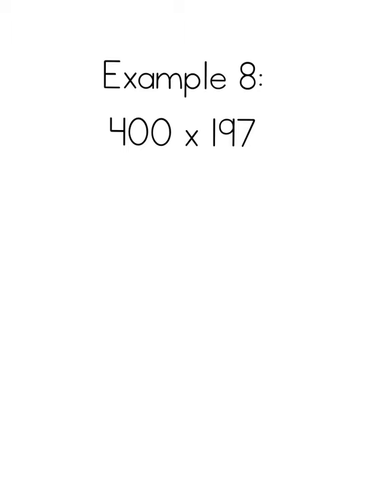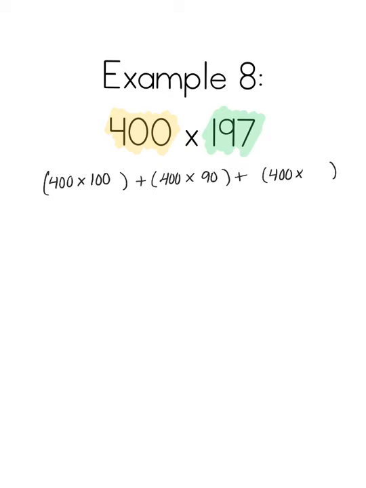Now I want you to try this example on your own and we'll go over it. Okay, I'm going to keep the number 400 because it ends in 0 and break up the number 197 into 3 different groups because it's a 3-digit number. Each of those groups will contain the number 400. And 197 gets broken up into 100, 90, and 7.